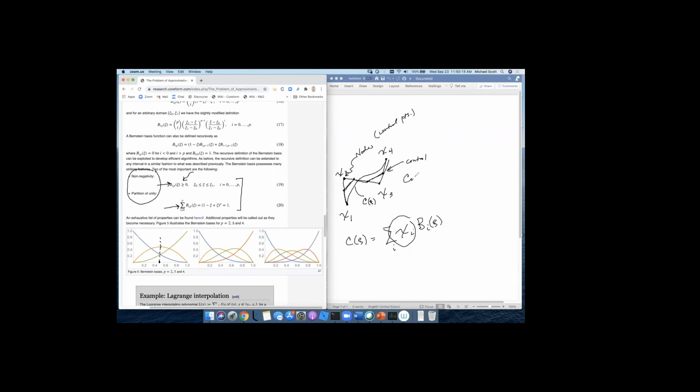We call that the convex hull property, which means you essentially snap a rubber band around the points, and the curve always has to be inside of the polygon created by those rubber bands. That's the convex hull. And so as you refine, as you add more points, the convex hull converges to the curve, and you don't have this oscillation. It's not possible because of these two properties, non-negativity and partition of unity.